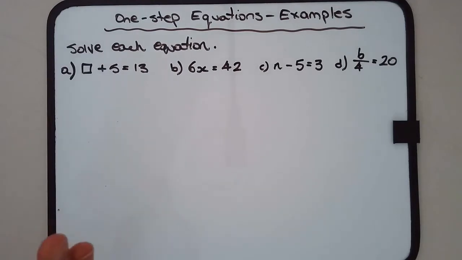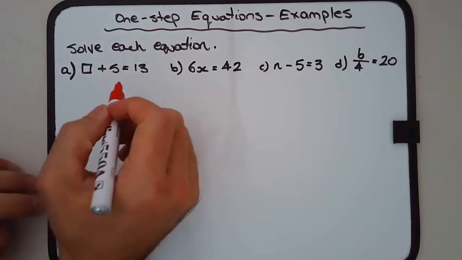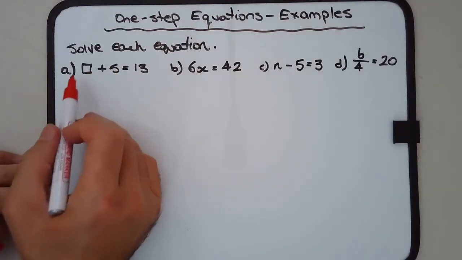So with one-step equations, we're going to rearrange the equation in such a way as to make the unknown symbol on its own, by itself on one side of an equal sign. So let's have a look at the first example.